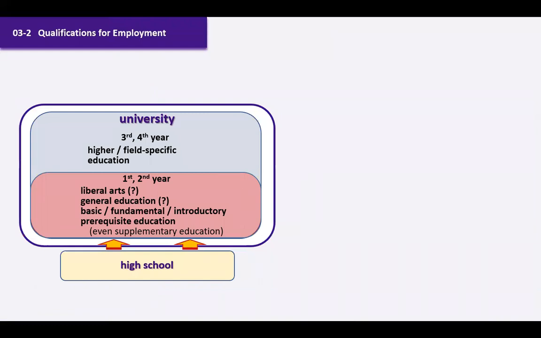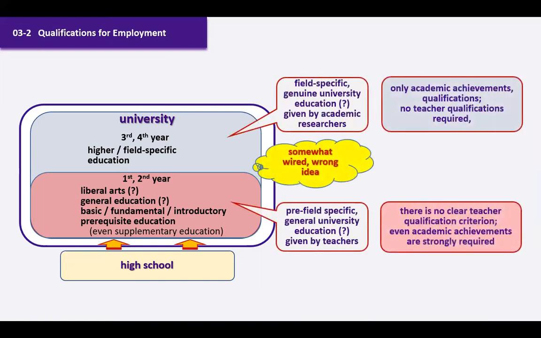Let us take a look at the structure of modern Japanese university once again here. Although this structure has improved a lot in recent years, even today, there still exists a kind of weird and wrong idea that the third and fourth years of university are the junior university education, whereas the first and second years should be devoted to liberal arts and general education, which is similar to high schools in the old system.